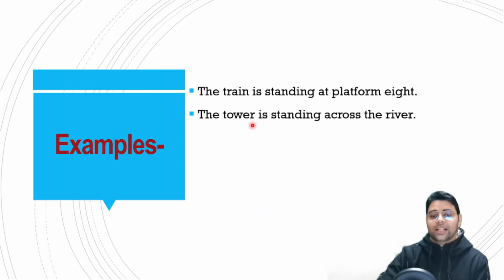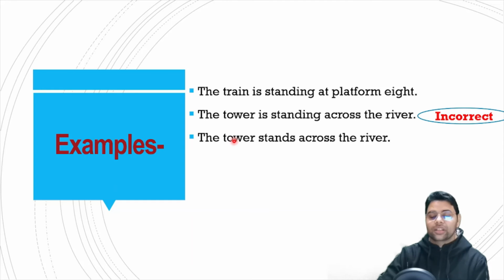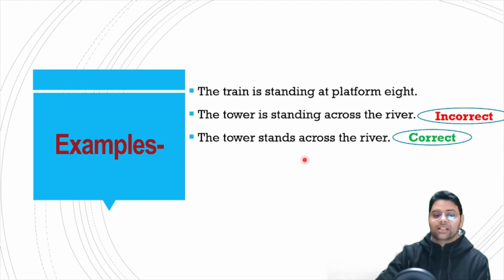The tower is standing across the river. So is the tower temporarily standing, or is it static? I mean, it is permanent. It cannot move by itself from one place to another. So in this sense, the verb is stative and the sentence is incorrect. You have to make it: the tower stands across the river. Here the verb is stative and we have expressed it in indefinite tense. The sentence is correct now. Let's move further. The next verb is feel.